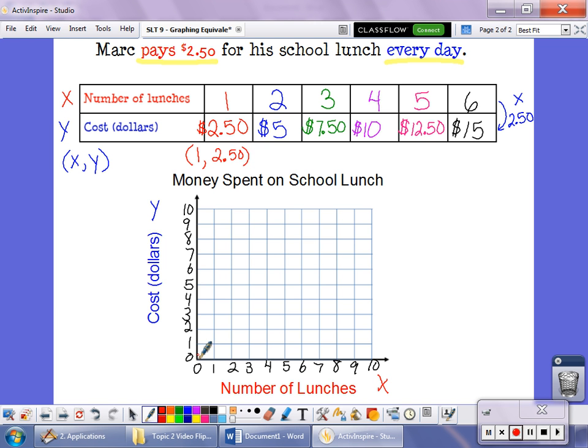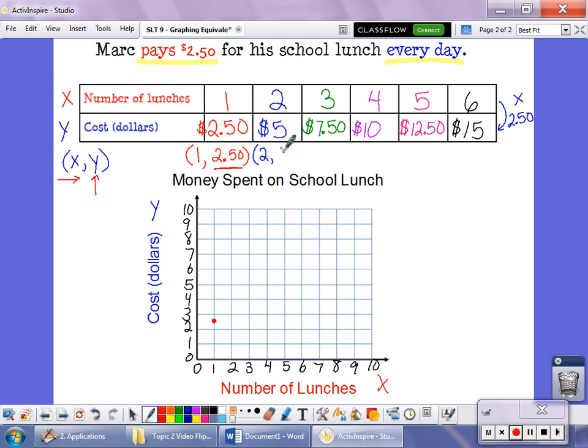Well, 1, remember this first x value always tells you how far across. That's easy because we're just going to go from 0 to 1. The y value where I'm going up is a little bit trickier because it's $2.50. I have $2 and I have $3. I don't have $2.50, but I know it would be right in between $2 and $3, so I can put it on my graph right here in between where $2 and $3 are.